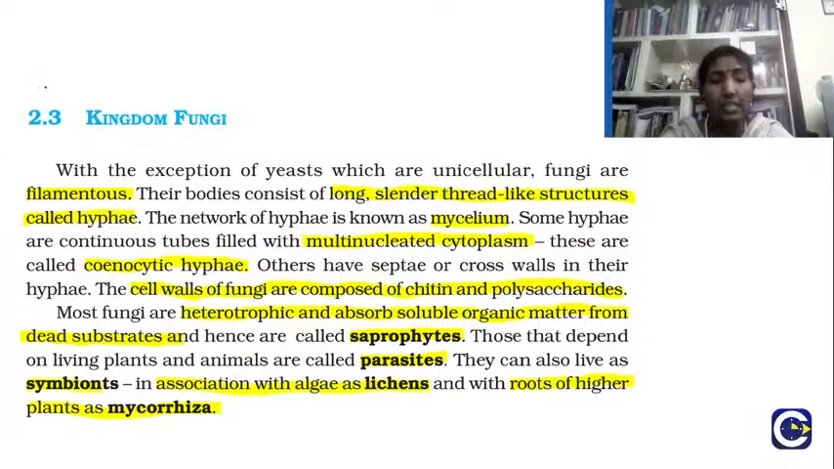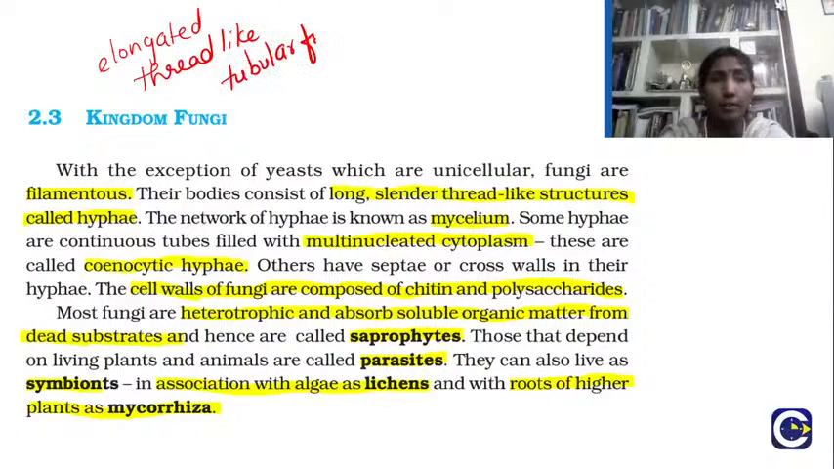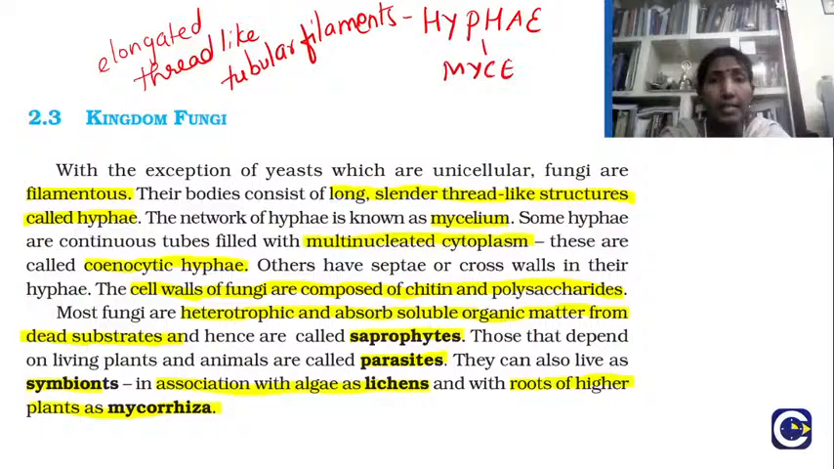So with this idea, when we look into the structure of the yeast, keep one concept in mind. Except for the yeast, the fungal body will be very elongated. They will have slender thread-like structures or tubular filaments, and those structures you call hyphae. This is asked in exams. And the body having the hyphae we call mycelium.